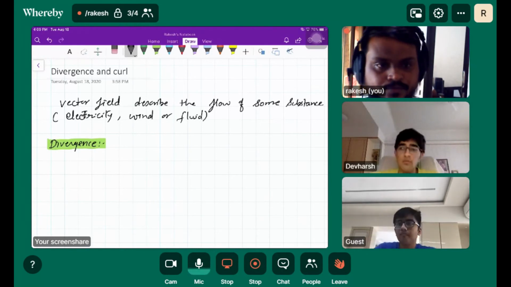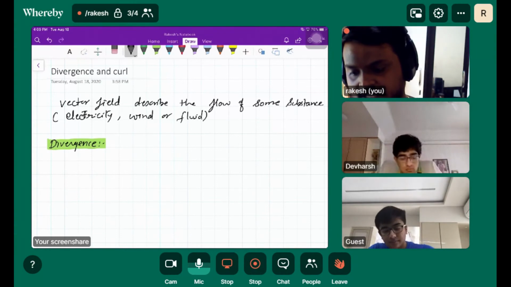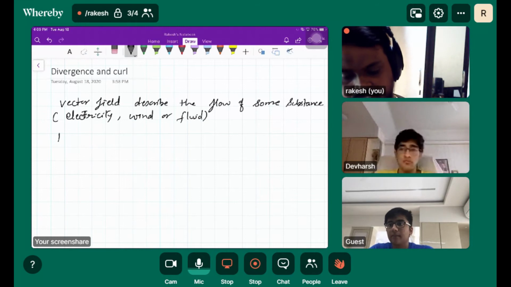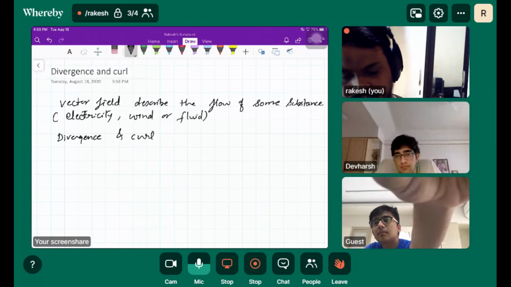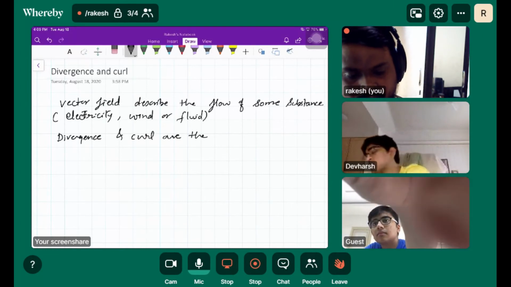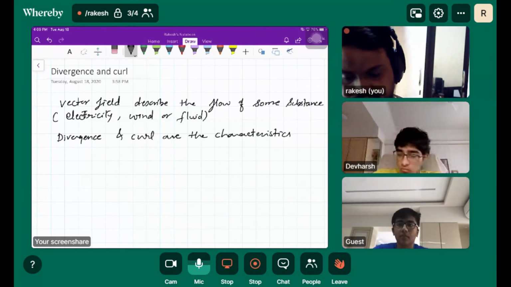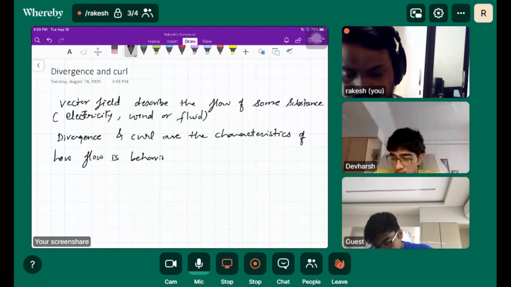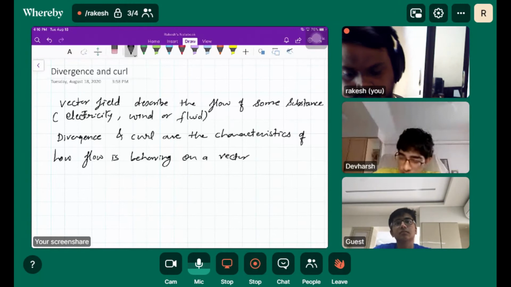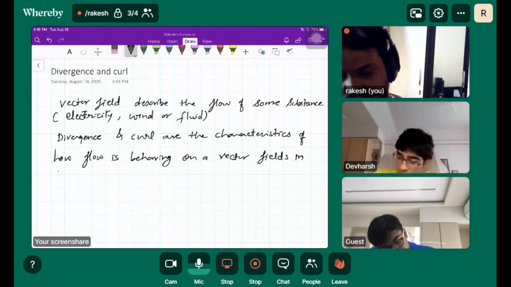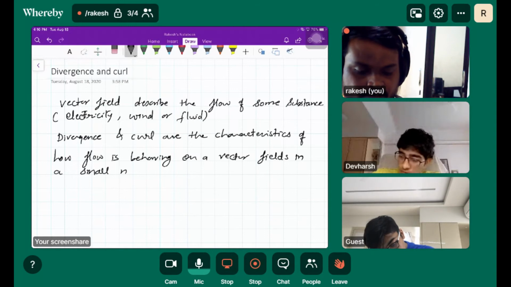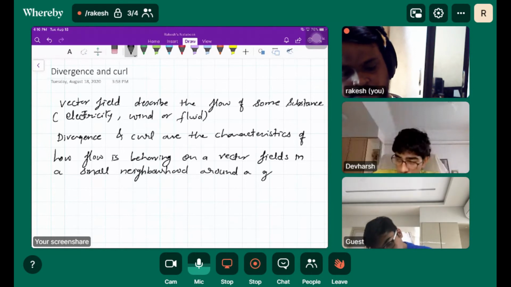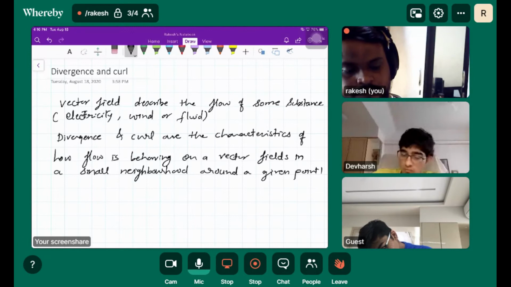Are you getting that? So first write down what divergence is and what the topic is about. Divergence and curl are the characteristics of how flow is behaving on a vector field in a small neighborhood around a given point P.